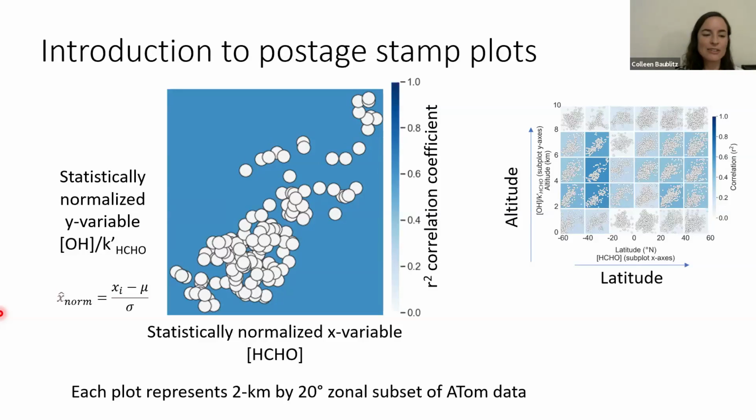Okay, and so basically we combine a bunch of these smaller subplots to get a relatively quick view of the distribution in the strength of relationship between formaldehyde and OH, which I'm showing a preview of in this plot on the right.